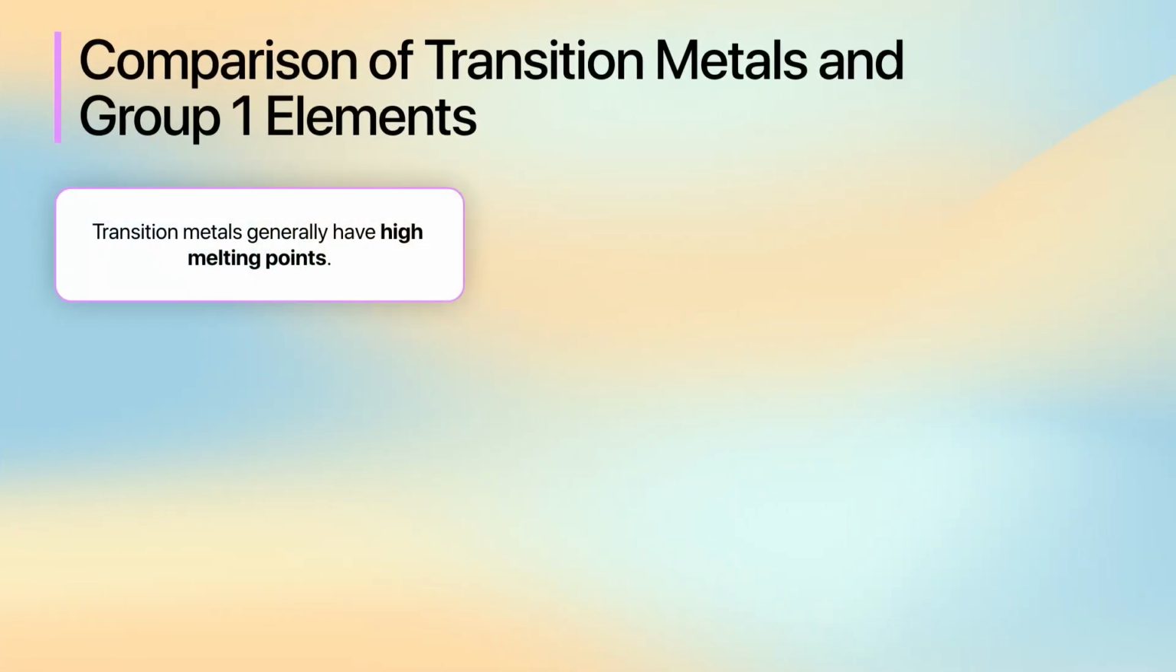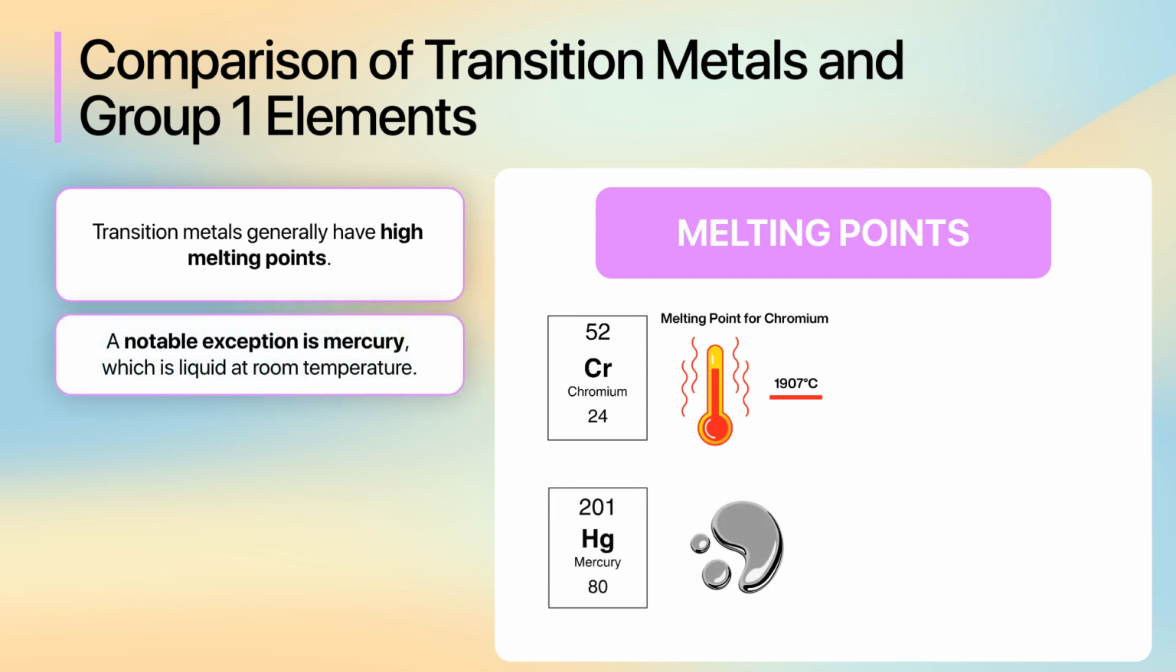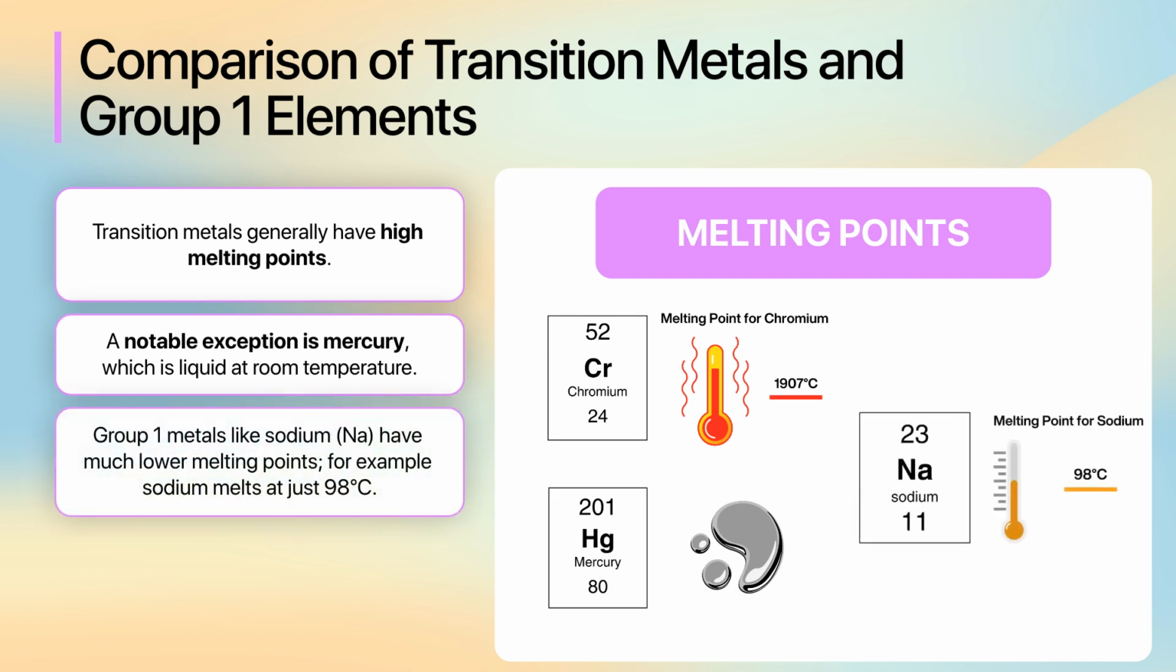Understanding the contrast between transition metals and Group 1 elements is crucial. Let's explore this through various properties. Transition metals generally have high melting points. For example, chromium has a melting point of 1,907 degrees Celsius. A notable exception is mercury, which is liquid at room temperature. In contrast, Group 1 metals like sodium have much lower melting points. For example, sodium melts at just 98 degrees Celsius.